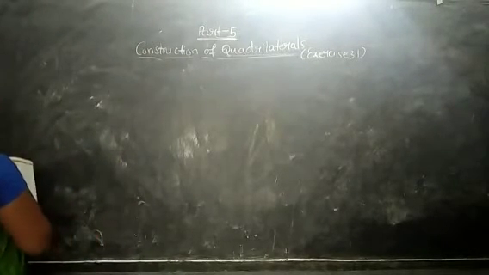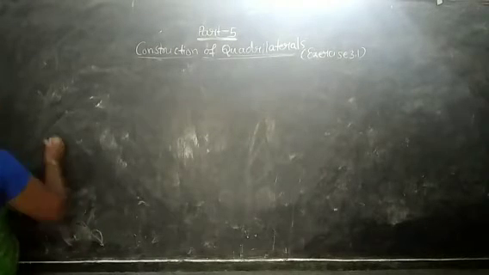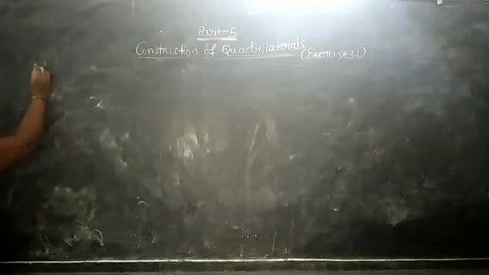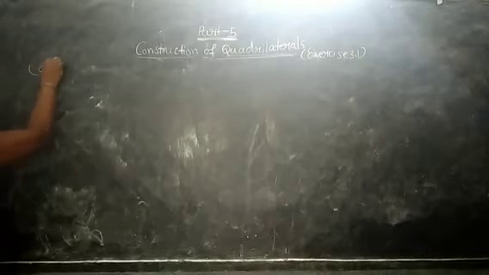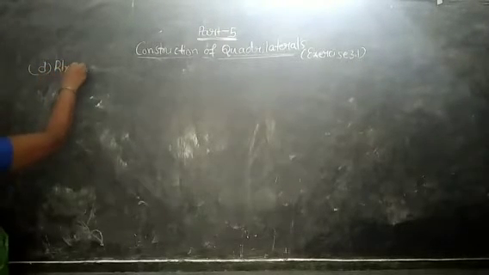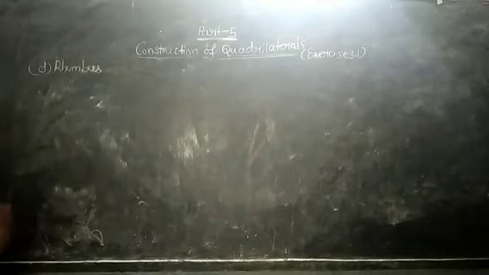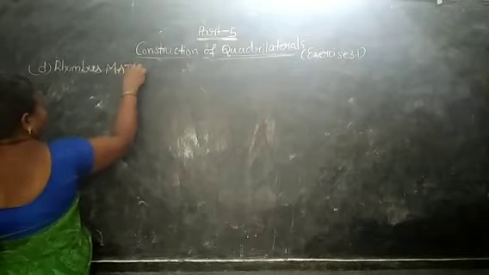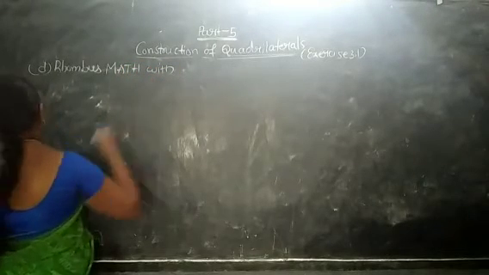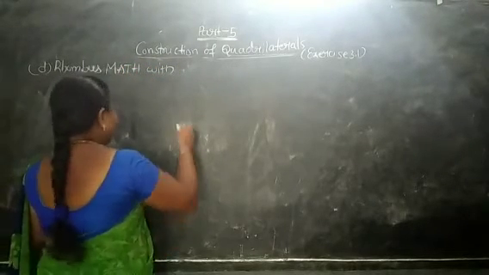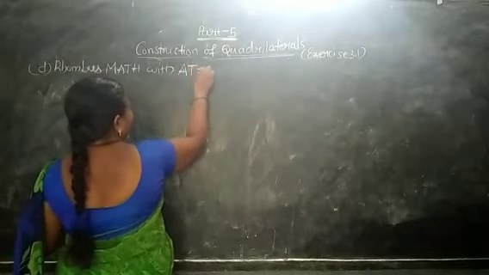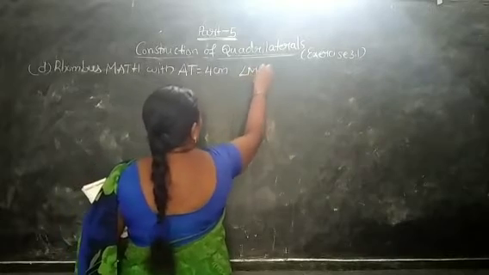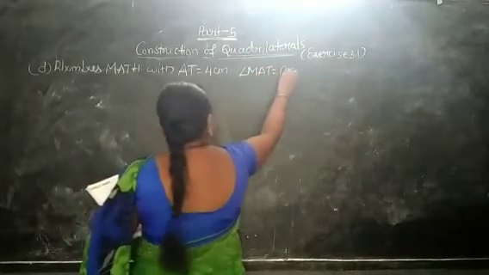Question D is rhombus MATH, with AT 4 centimeters. Angle MAT is 120 degrees.